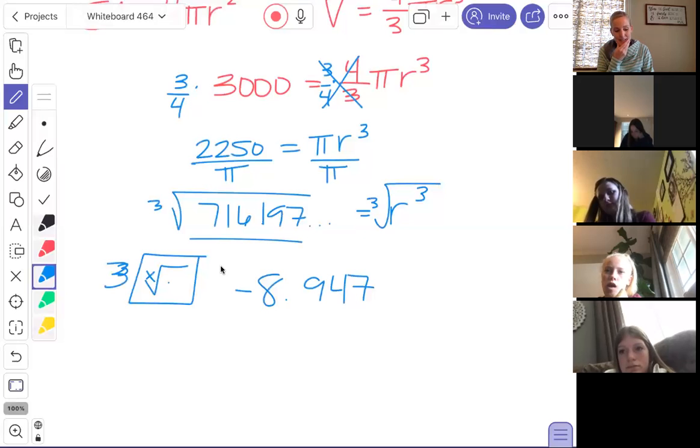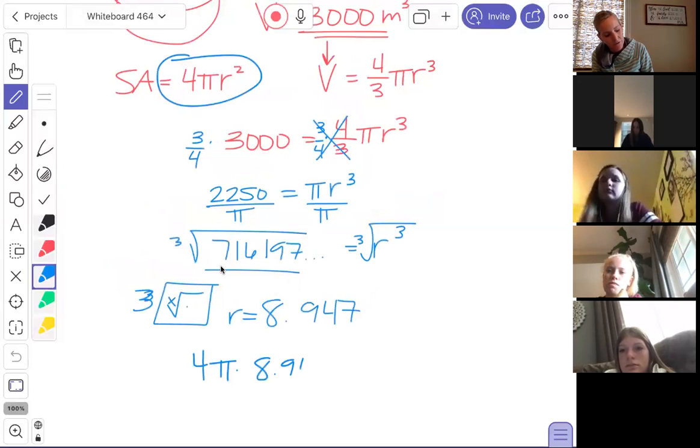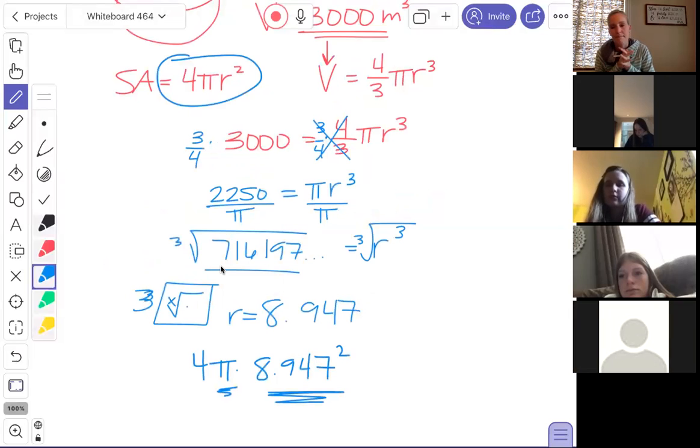That's your radius. They want surface area, so you need to take that and plug it into this formula. You're going to go 4 times pi times 8.947 squared, and that will be your answer. You'll just plug that in, because you've already rounded here, so there's no point in leaving it in terms of pi. You'll just plug the whole thing in. Okay.